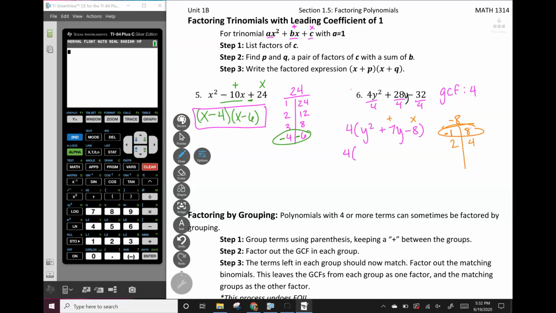Good. So now I'm going to write my factors. Use the variable that was used in the problem, obviously, y minus 1 from this negative 1, and then y plus 8.